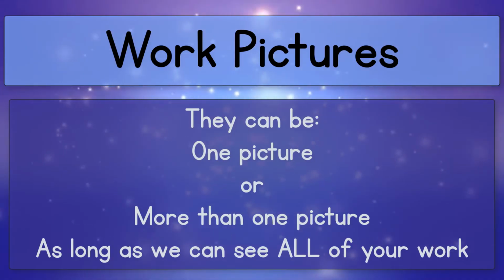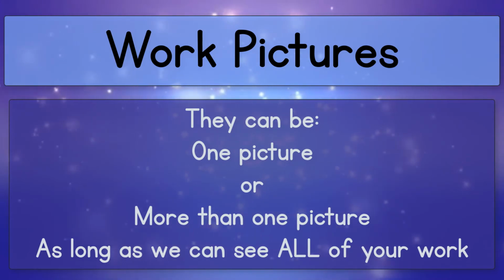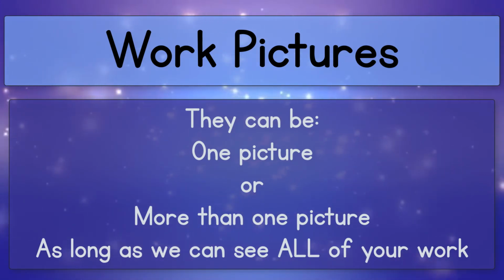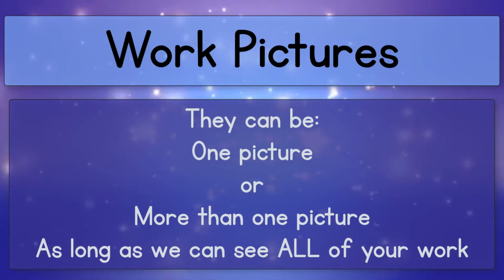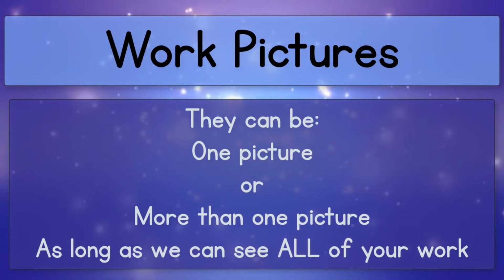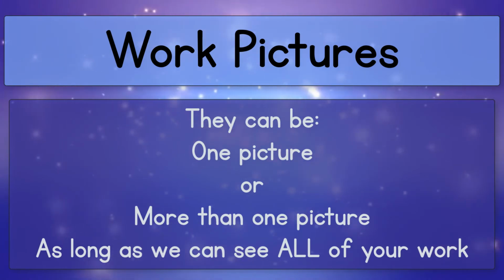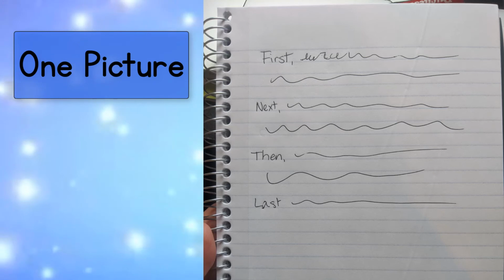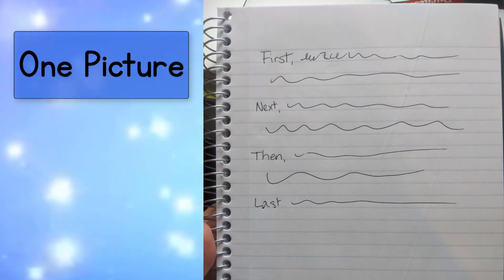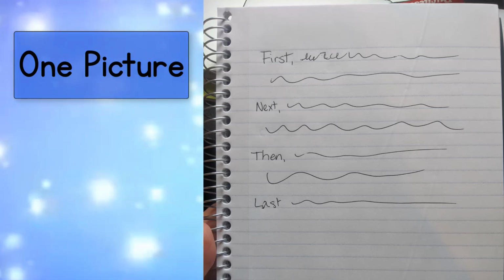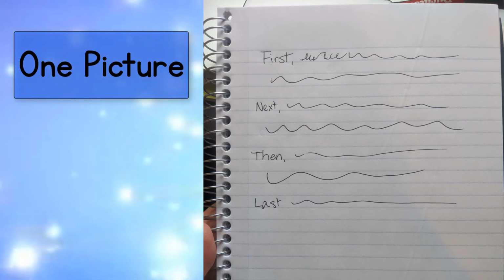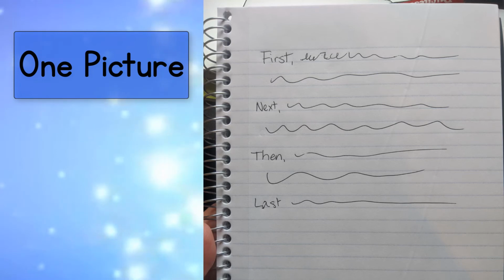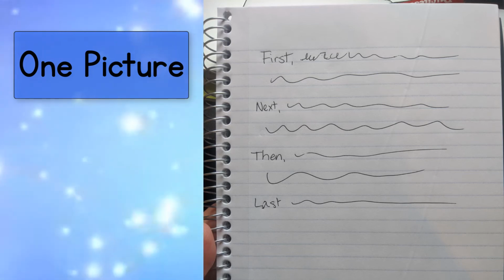So one more thing I wanted to go over is what the pictures of your work should look like. You can post one picture, or if your work is too big, you can put more than one picture, just as long as we can see all of your work. Some of the work that's been submitted, we can't see all of it, so we can't give you a grade for it. So the first example I have is one picture that shows all of the work. If you look at this picture, you can read first, next, then, and last, and you can see all of my squiggles. That would be your writing. You can see all of it.